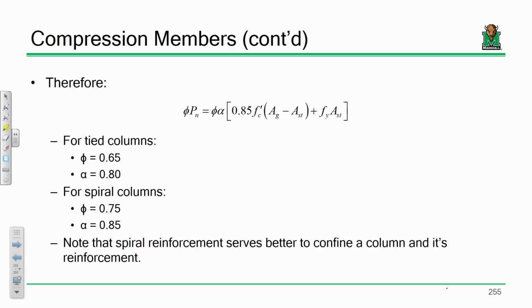The alpha value for a tied column is 0.8. The alpha value for a spiral column is 0.85. In general, spiral columns just perform better. They just perform better.